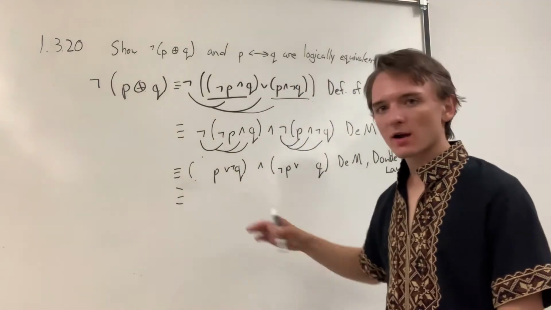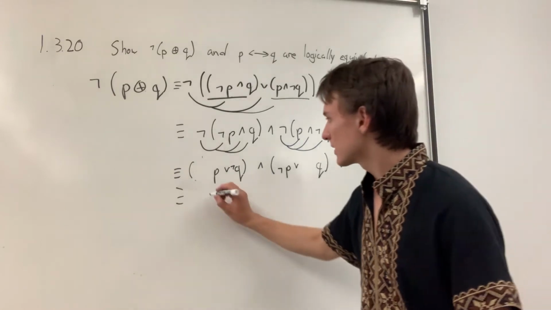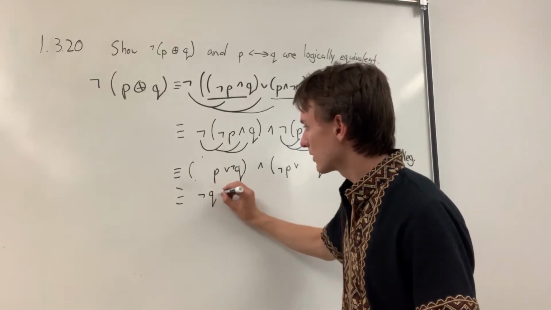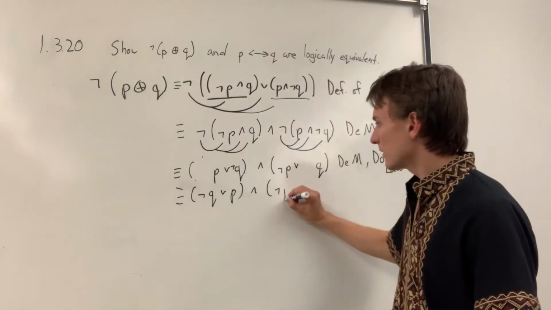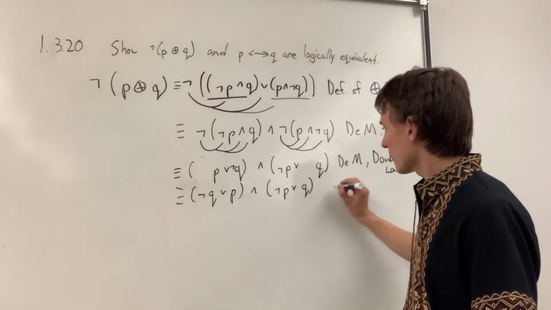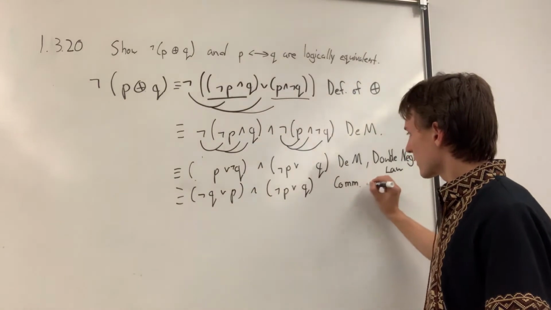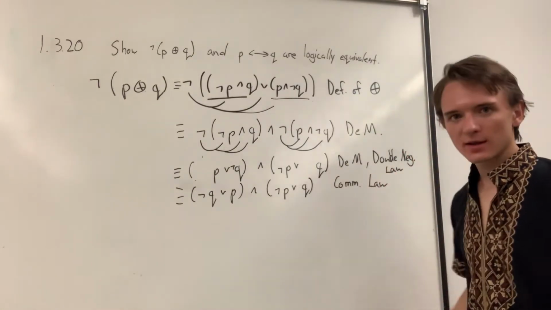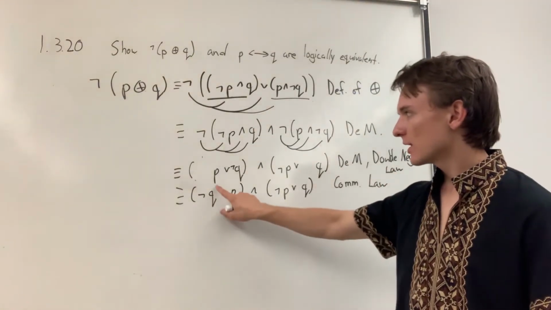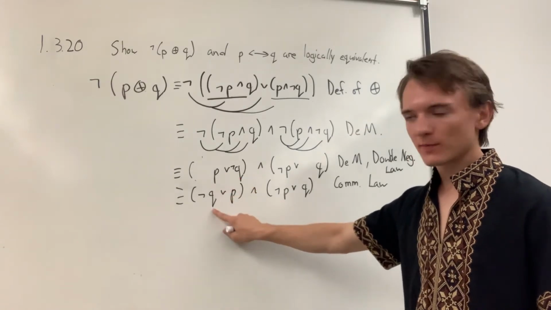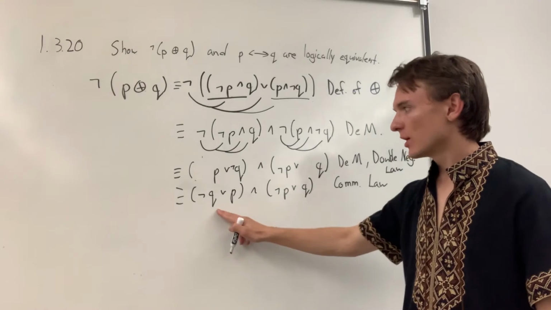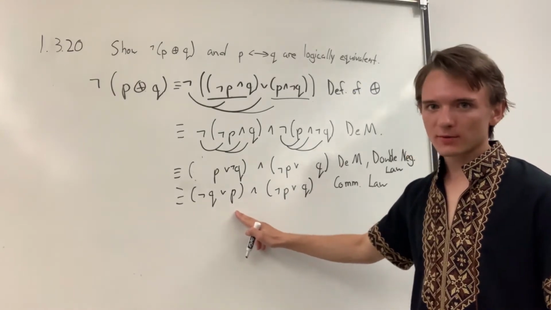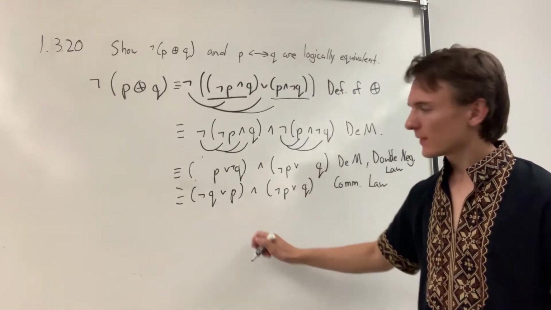So let's use the commutative law to move things around first. Let's say the negation of Q or P, and we keep this expression on the right the same. We used the commutative law to do that. All we did was switch the P and the not Q, we switched their place. From here, we have the negation of Q or P. We know that we can convert that to an implication.